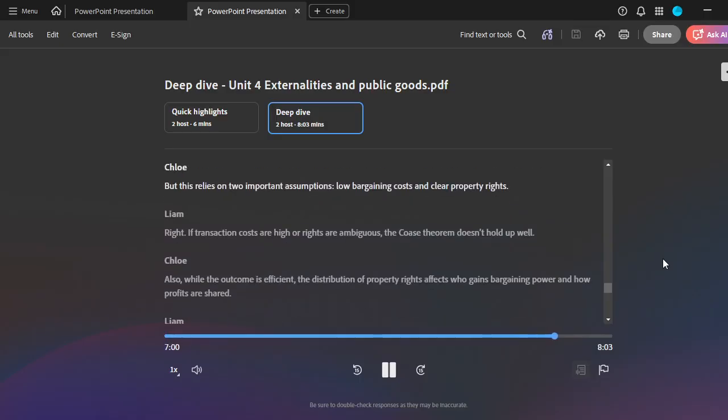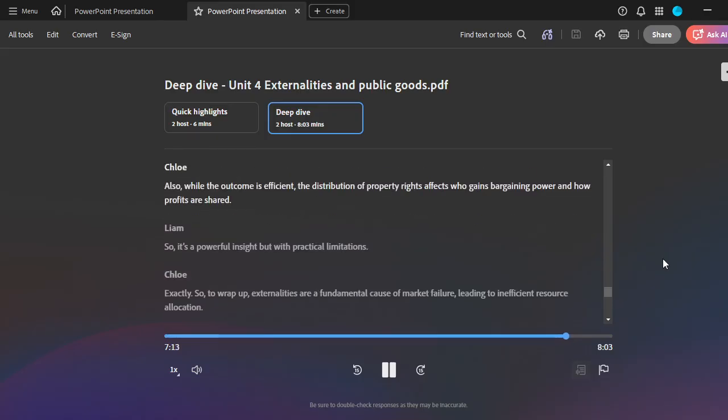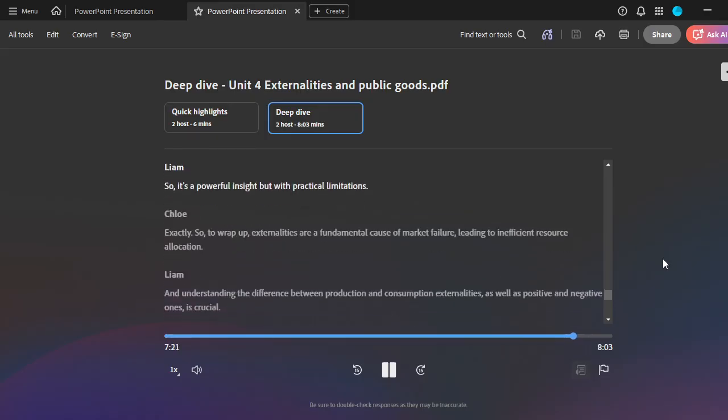But this relies on two important assumptions: low bargaining costs and clear property rights. Right. If transaction costs are high or rights are ambiguous, the Coase theorem doesn't hold up well. Also, while the outcome is efficient, the distribution of property rights affects who gains bargaining power and how profits are shared. So it's a powerful insight, but with practical limitations.